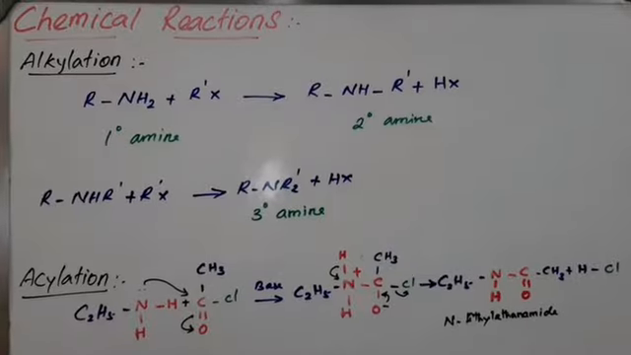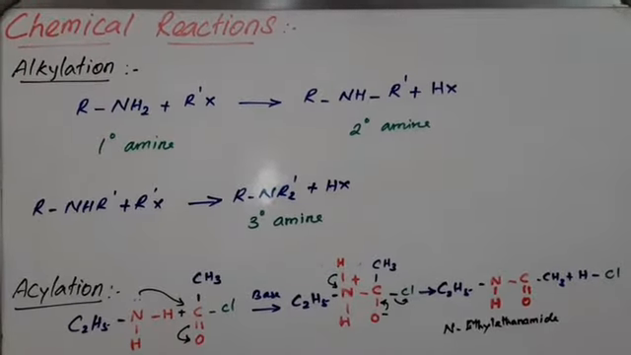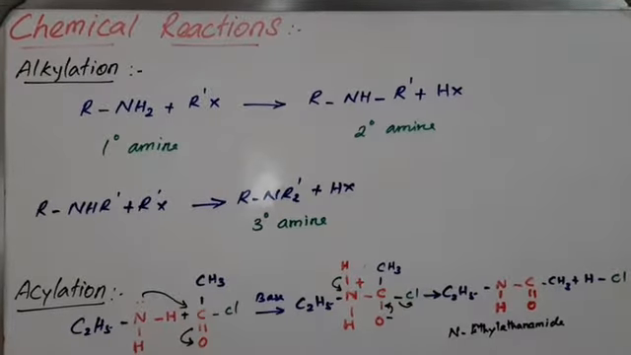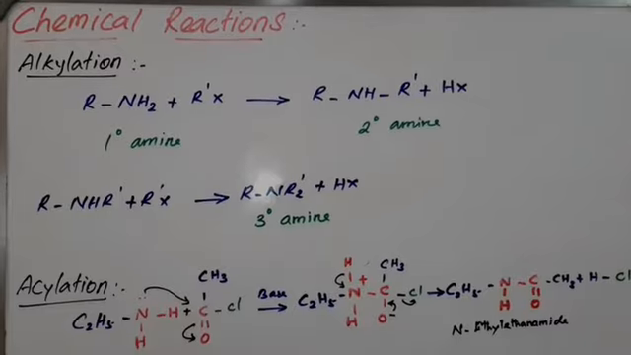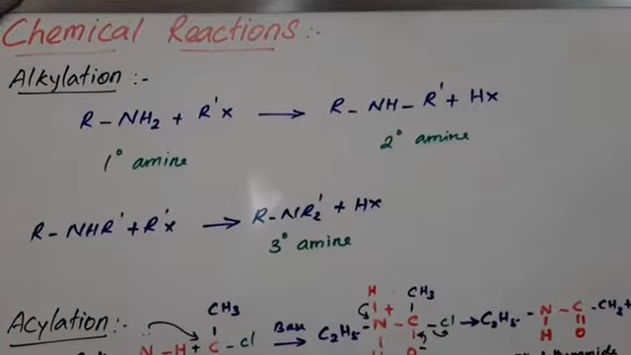Today's class is the continuation of chemical reactions. Earlier we studied the basic properties, the basic character of amines. Here we are going to see alkylation. The next chemical property is alkylation. We already studied this in the 10th chapter.